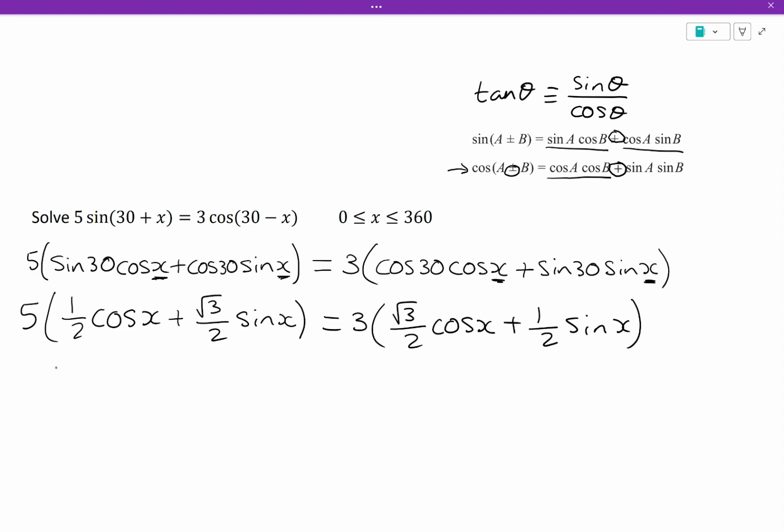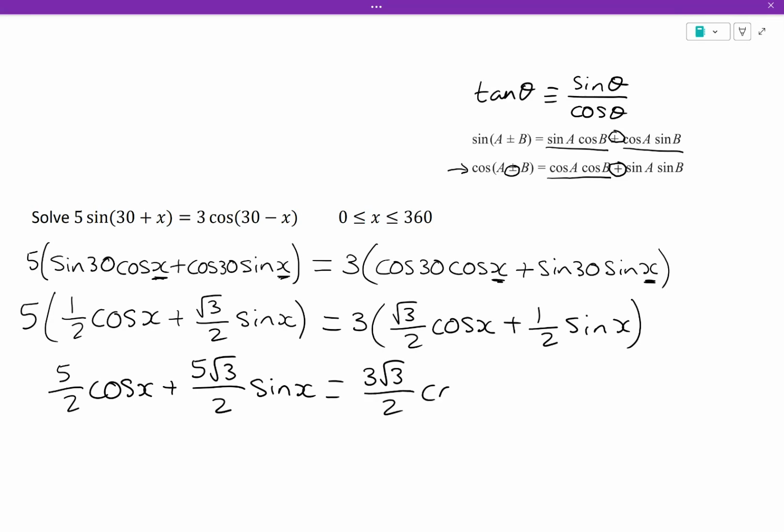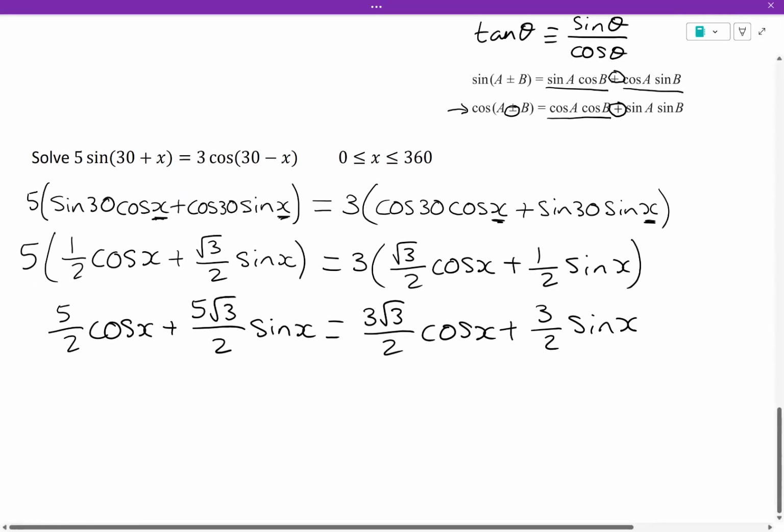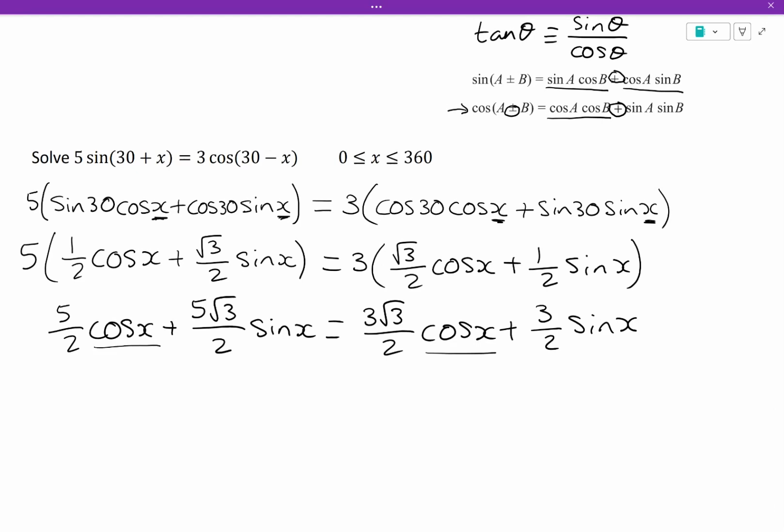What I'm going to do next is expand the brackets, just so the equation's a bit more flexible in terms of rearranging. So I would have 5 over 2 cos x plus 5 root 3 over 2 sine x is equal to 3 root 3 over 2 cos x, and then plus 3 over 2 sine x. Now that we've got this far, it's still not looking simple enough that I can easily solve it. But the fact that we have cos x over here and cos x here makes me think I want to get them together, and the same with the sine x's. Essentially I want to collect like terms.